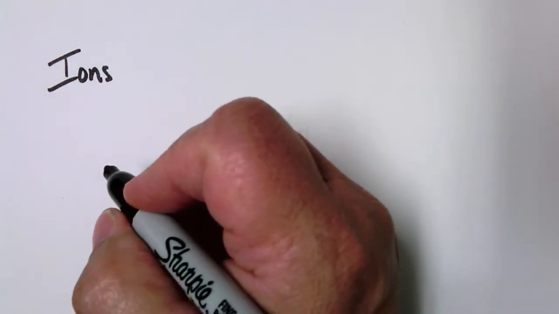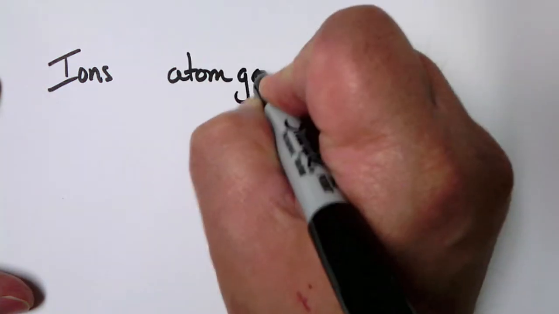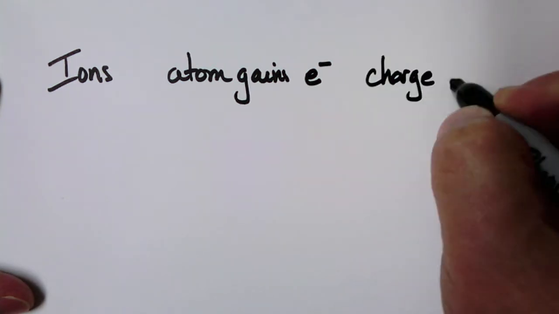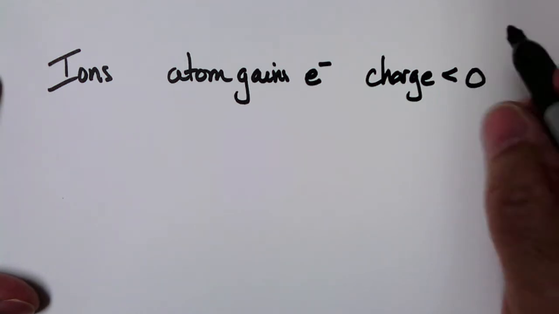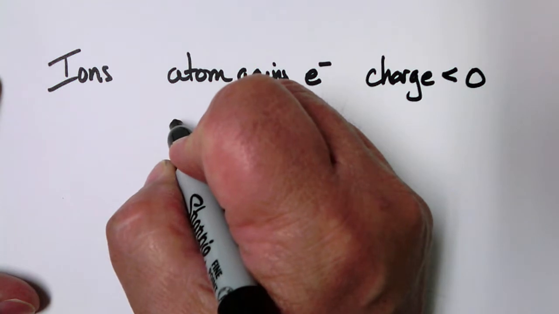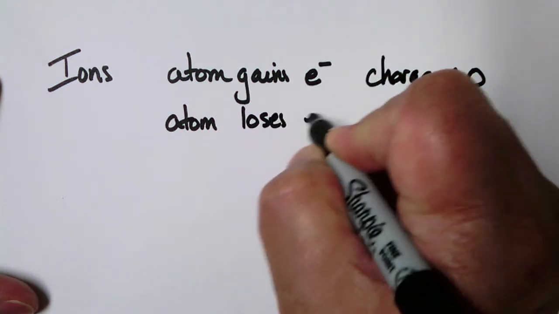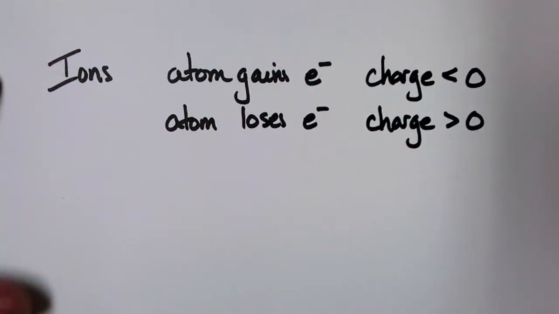Atoms can become ions by gaining or losing electrons. If an atom gains electrons, then its charge is less than 0. It has more negative charge than positive charge, more electrons than protons. If an atom loses electrons, the charge is greater than 0. It now has more positive charge than negative charge.